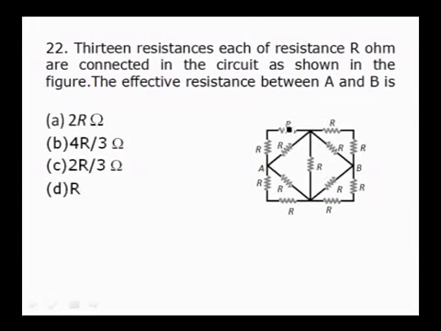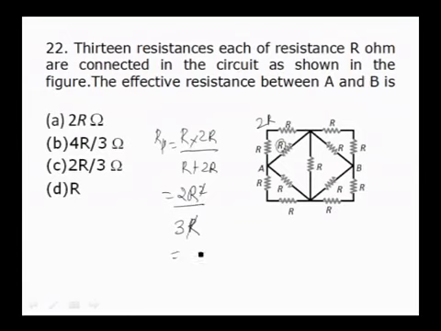Yes. See, these two are in series. Its effective resistance is 2R. This 2R is in parallel with the R. Calculate the value of the resistance. That is Rp equal to R into 2R divided by R plus 2R. This becomes 2R square divided by 3R. R gets cancelled. This is equal to 2R divided by 3.